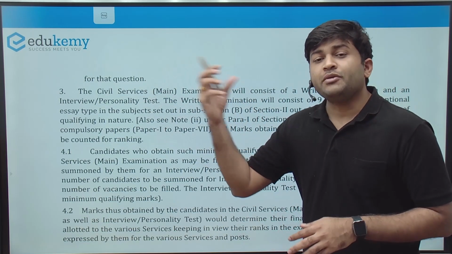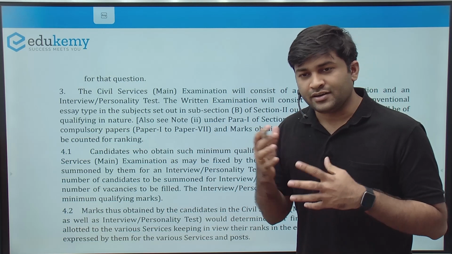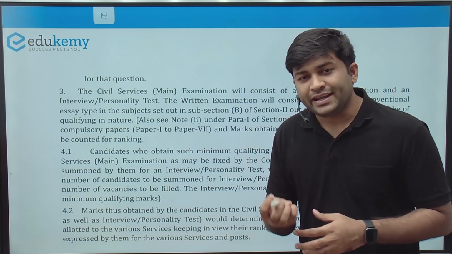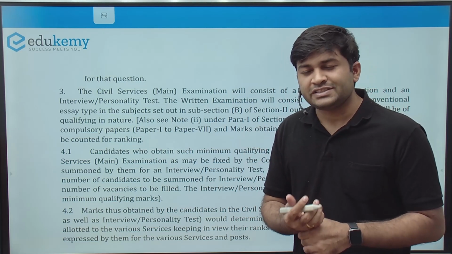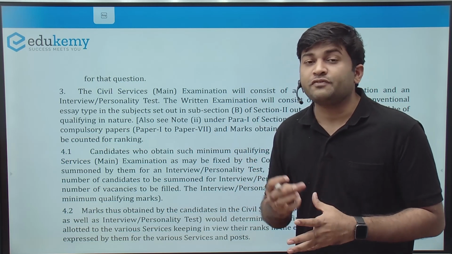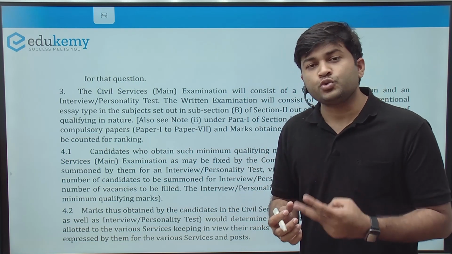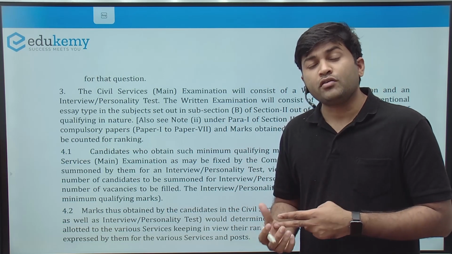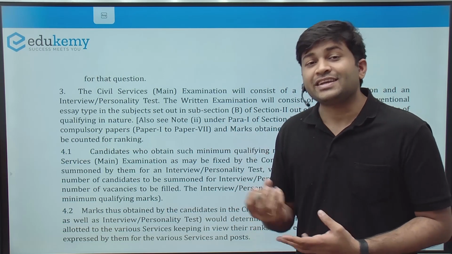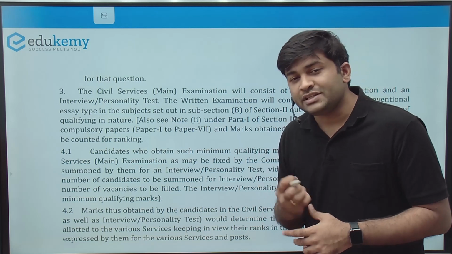Now coming to the main examination scheme. The main examination of the civil services consists of 9 papers of essay type. Among these 9 papers, 2 are of qualifying nature, and the rest 7 papers are of compulsory nature.